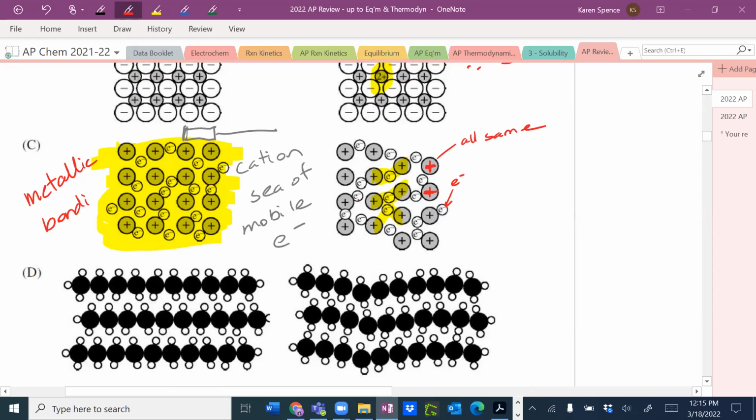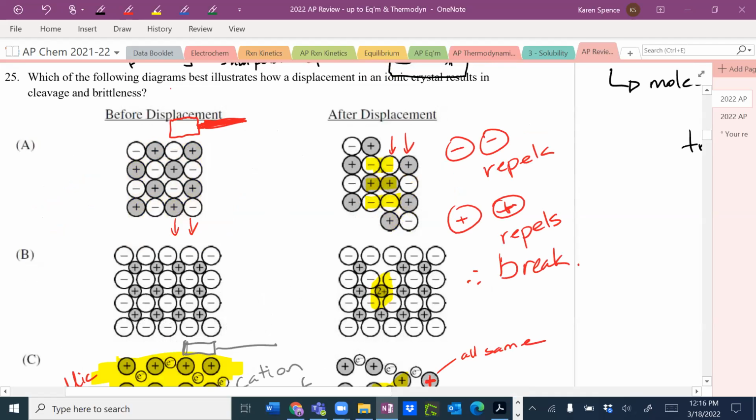And the fact that we've got these little electrons in between the cations, no matter whether we've hit it or whether we haven't hit it, means that it's malleable and it won't break. It doesn't have that same sort of repulsive force like we do up here.